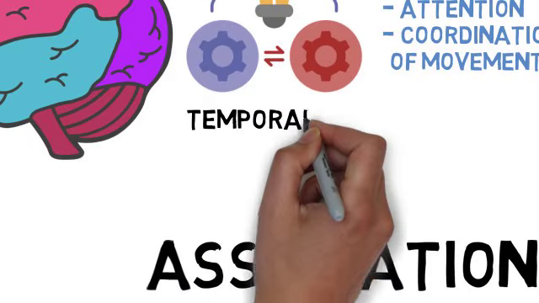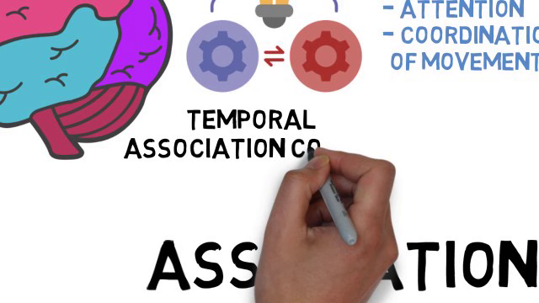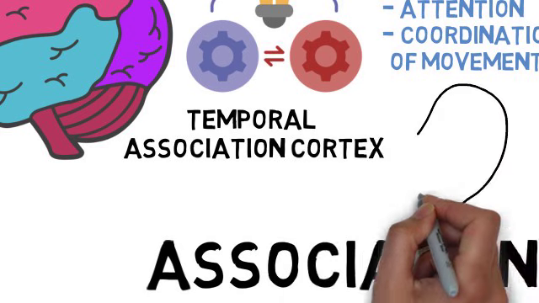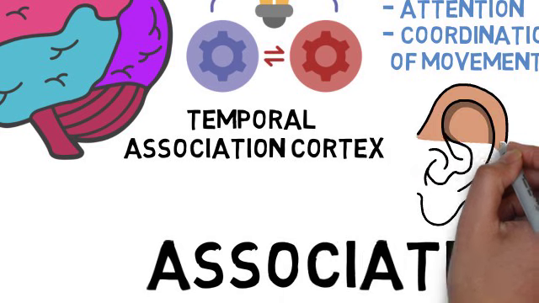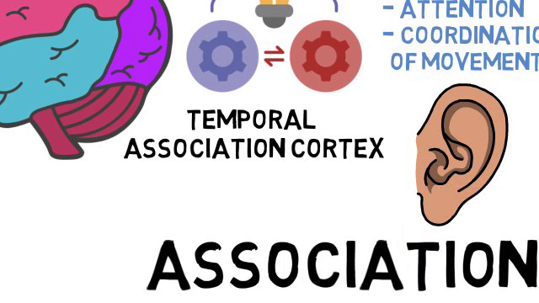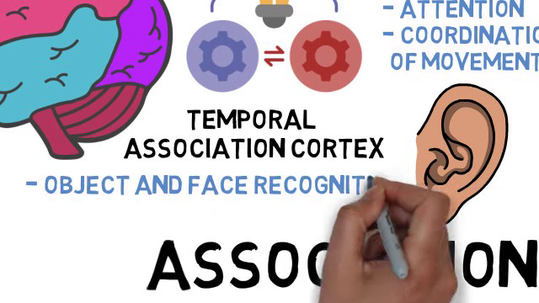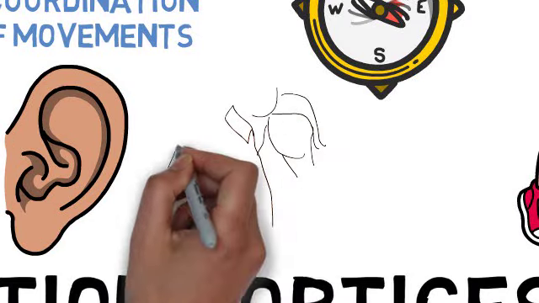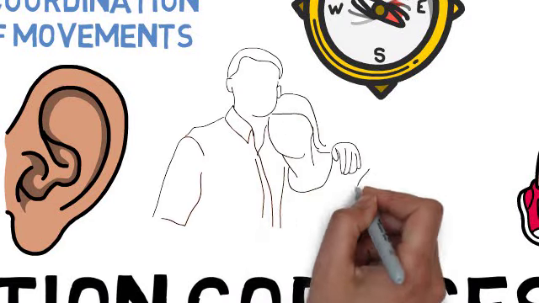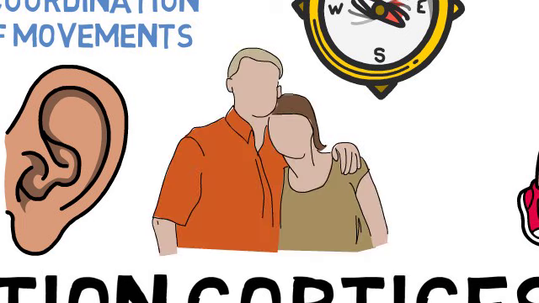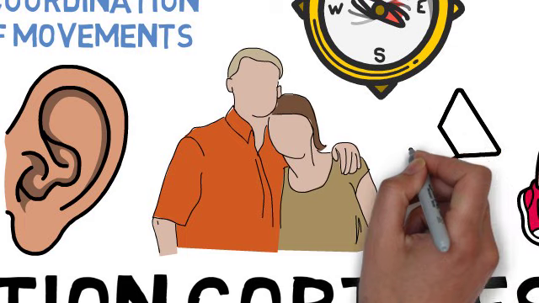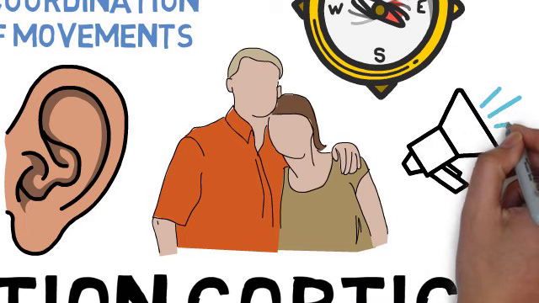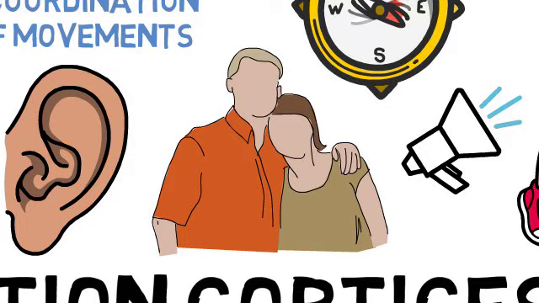The temporal association cortex is primarily involved in processing auditory information and is essential for recognizing objects and faces, as well as for language comprehension. When you recognize a friend's face and voice, the temporal association cortex processes visual and auditory information simultaneously. This integration helps you identify your friend and understand what they are saying.